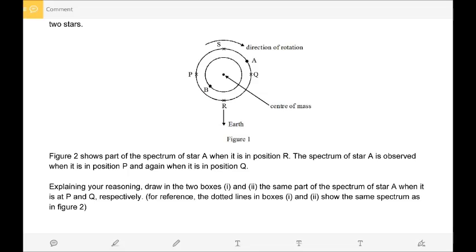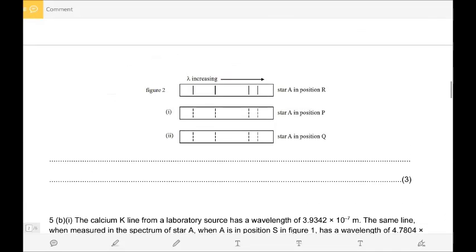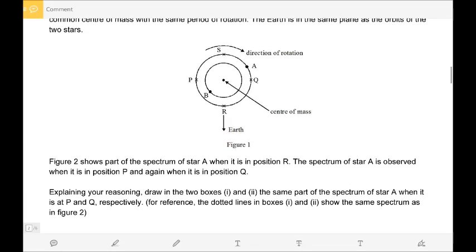The next figure shows part of the spectrum of star A when it is in position R. So position R is here, the closest part of the orbit. And here's the spectrum that we see, this top spectrum here. So these are the coloured lines that we see when we point our spectrometer at the star. These are the emitted frequencies of light from the star that we see as lines on a spectrograph. Explaining your reasoning, draw in the boxes below the same part of the spectrum when it is at P and Q respectively. So here's P and here's Q.